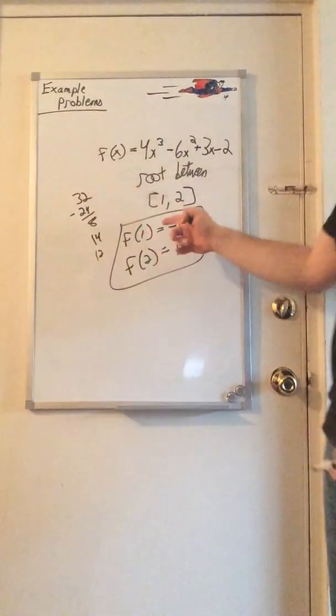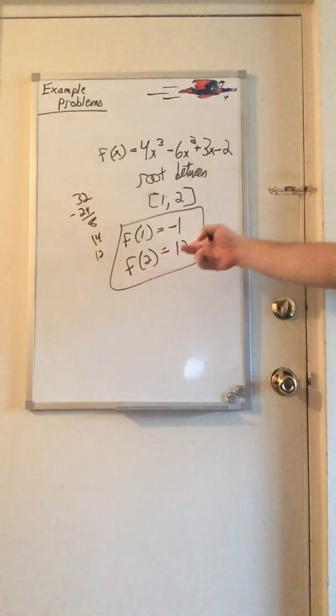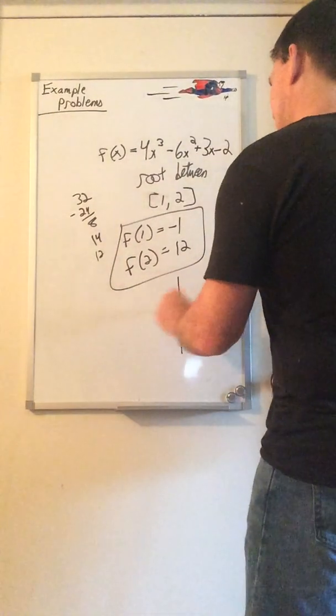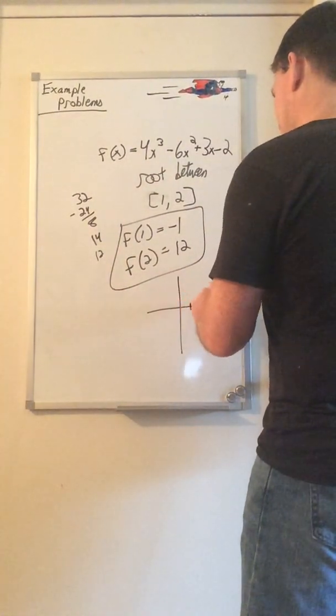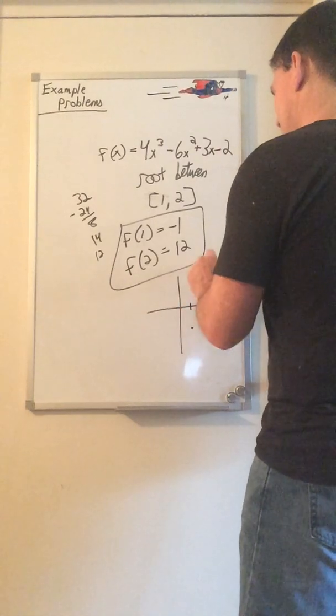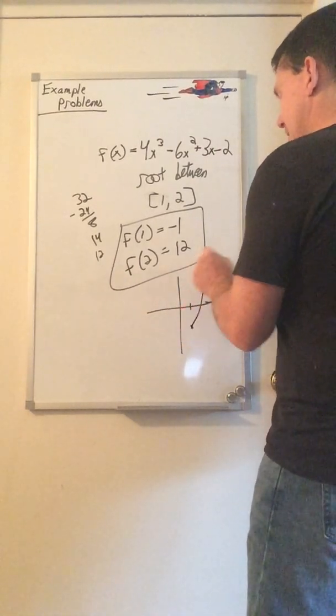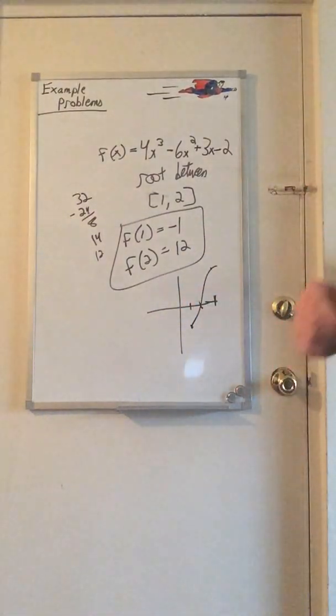So at the left-hand endpoint, the function is negative. At the right-hand endpoint, it's positive. It's a continuous function. Clearly, there has to be some c somewhere in here where the function is 0.